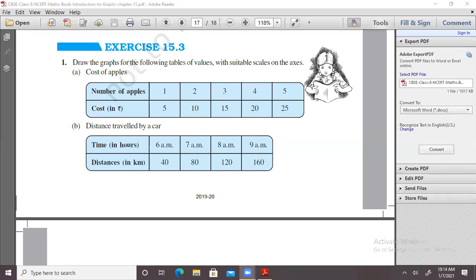First you have given cost of apples, that is number of apples and cost, right? So you have to draw the graph. What will we do? We always take it like this: number of apples we will take on the x axis and cost will be on the y axis, right? So let's draw the axes first of all. X axis and y axis.